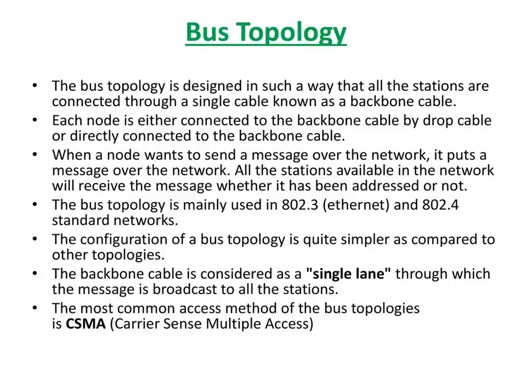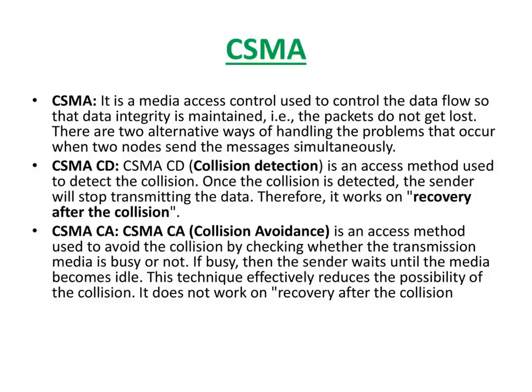The most common access method of the bus topologies is CSMA, Carrier Sense Multiple Access. It is a media access control used to control the data flow so that data integrity is maintained, i.e., the packets do not get lost. There are 2 alternative ways of handling the problems that occur when 2 nodes send the messages simultaneously.